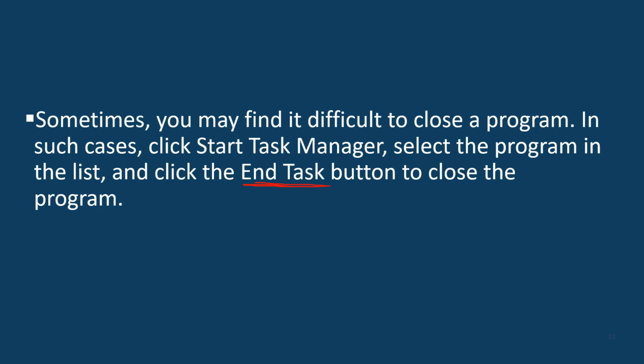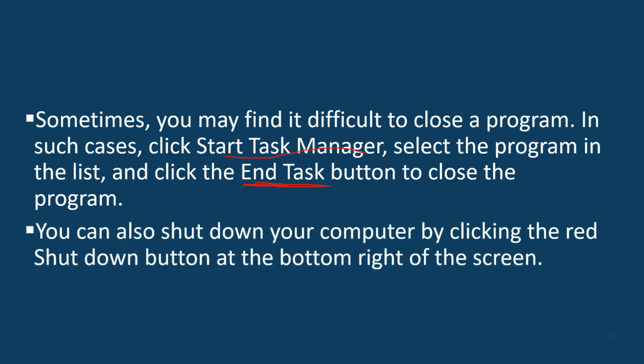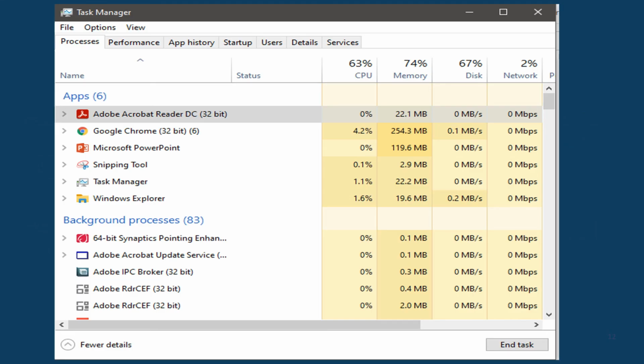So if you find it difficult to close a program, you can start the task manager, and click End Task so that the particular program will be closed. This is commonly used many times. Sometimes if the computer fails to respond to you or if you cannot close a program, you can use this option. This is very, very important. You can also shut down your computer by clicking the red shutdown button at the bottom right of the screen.